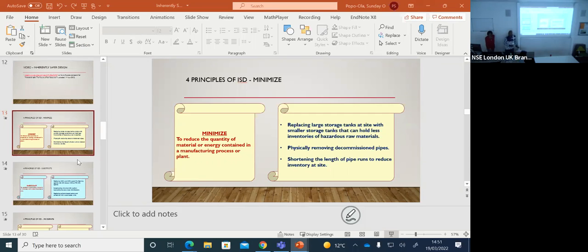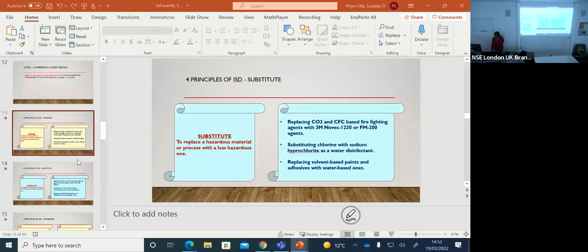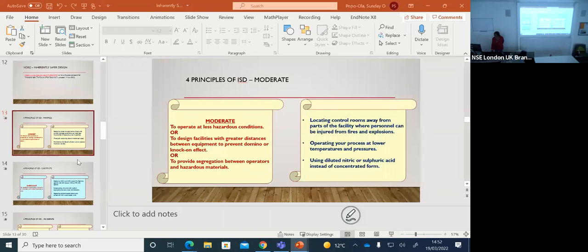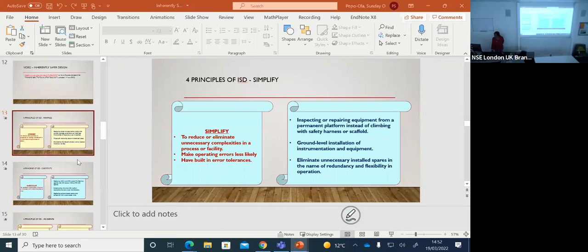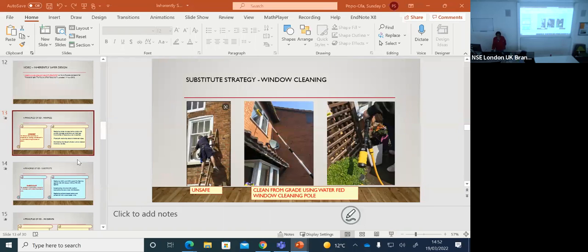I won't bother going through the four approaches or principles because that's already been covered. But when you get the slides, they're there for your reference, so you've got the definition and the examples of the four different types. So, moving swiftly, rather than me explaining those four types, what I would like to do is to use real life examples to bring those four approaches to life.